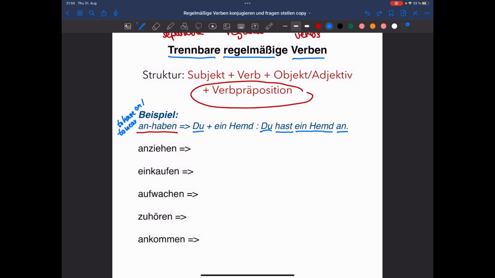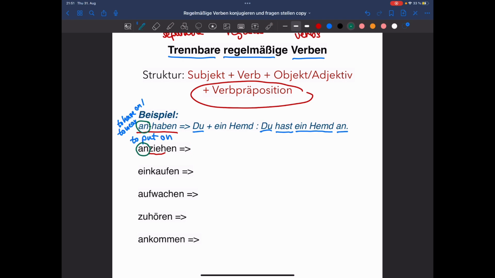Okay, now let's move on to the next verb, which is anziehen. Anziehen means to put on, and then some type of clothing, basically. Ziehen is the actual verb, but zieh is the verb stem. Just like the verb before, an is the verb preposition, and an comes at the end of the sentence. Now let's make exactly the same sentence as before, just with anziehen. So you're putting on a shirt, basically.